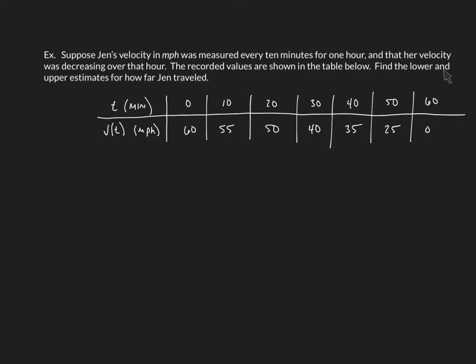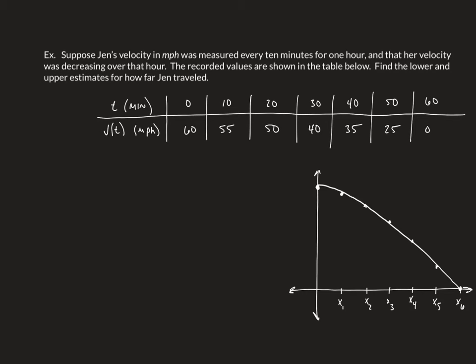So we're asked to find the lower and upper estimates for how far Jen traveled. I think it's a good idea here to use hours as your change in t rather than minutes. So what we're going to do is sketch a little picture of what this looks like real quickly. So we've got something like this going on, and you'll notice the way that I've labeled this here. This would be my x1 and x2, x3. It's just the way that I've got it set up, leaving this as my x0. My initial position would be right there.